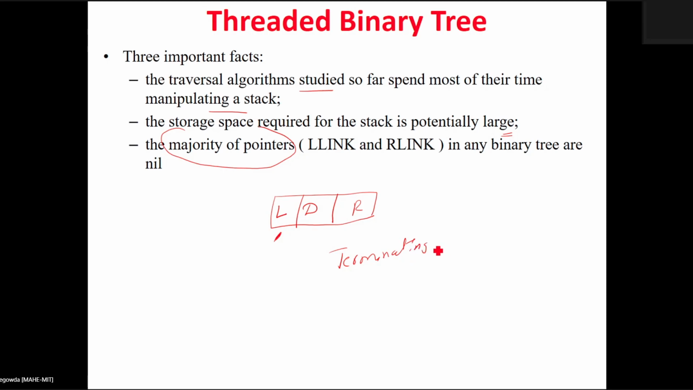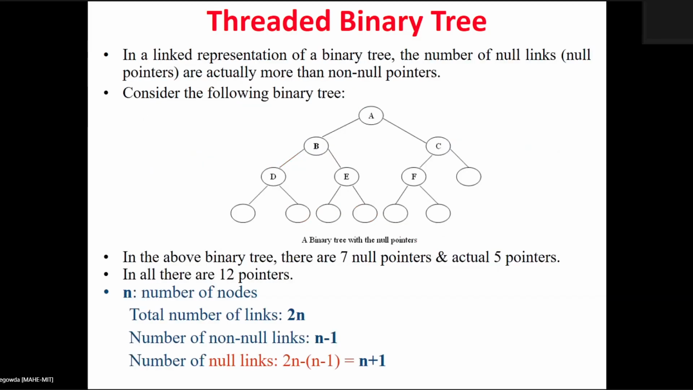Which are called terminating nodes? All leaves are called terminating nodes, whereas the internal nodes are fully filled or partially filled depending upon the number of children they have. In order to overcome these drawbacks, we are going to make another kind of tree called threaded binary trees. Now let us see what we mean by threaded binary trees.